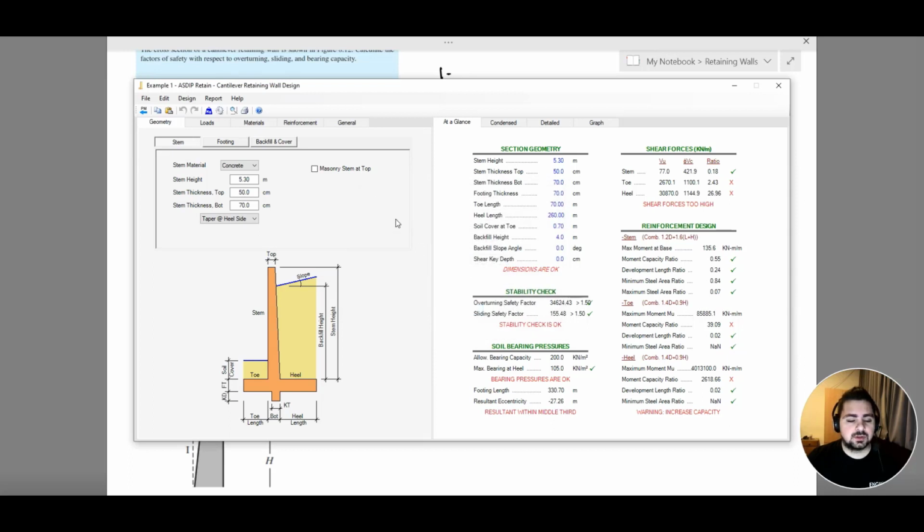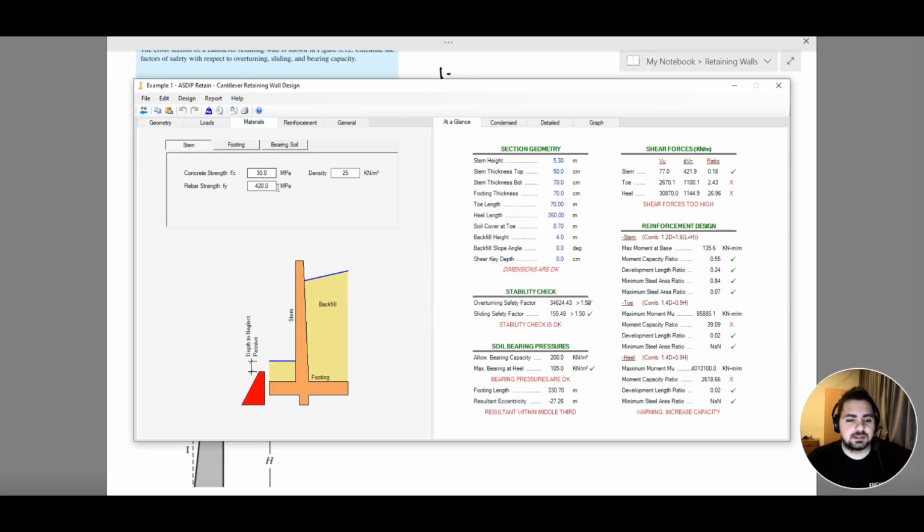Okay, so now let's start with our materials, beginning with the stem. Our concrete strength is f'c 30 MPa. Our density is going to be 25 kilonewtons per meter cubed, and our rebar strength is going to be 420. I already inputted most of the values, and we are going to go through all of them. Now for the footing, they're going to be the same values: 30 here, 25 here, and 420 here.